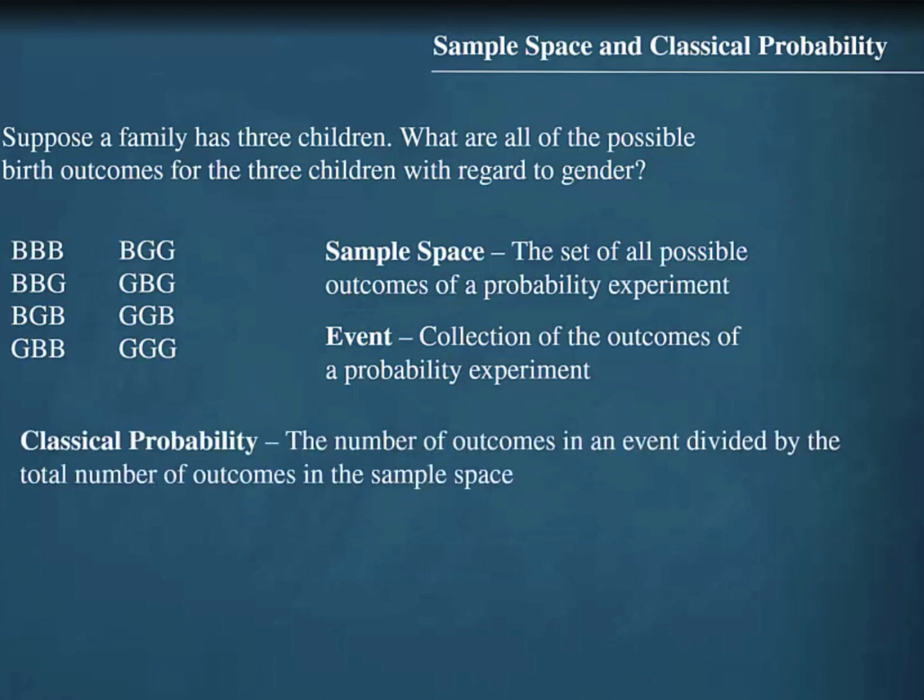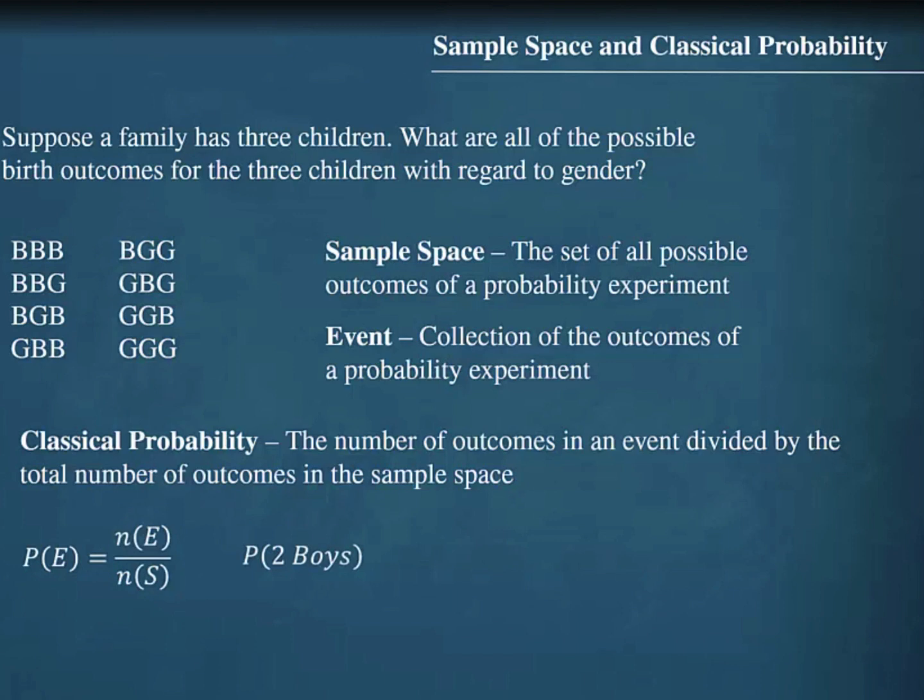Classical probability is defined as the number of outcomes in an event divided by the total number of outcomes in the sample space. This would be expressed with probability notation as the probability that event E would occur equal to the number of outcomes in event E divided by the number of outcomes in the sample space.